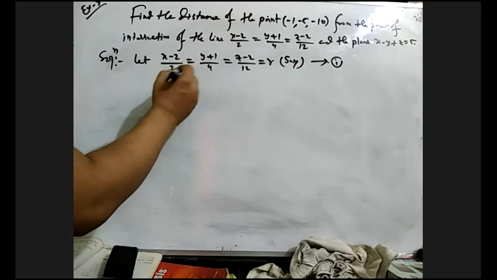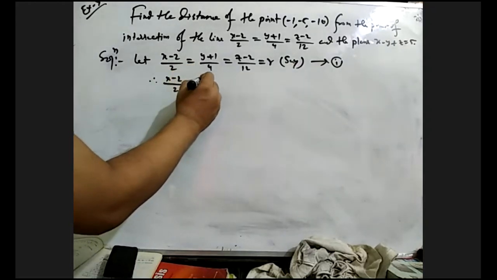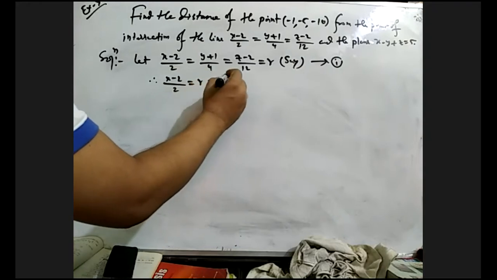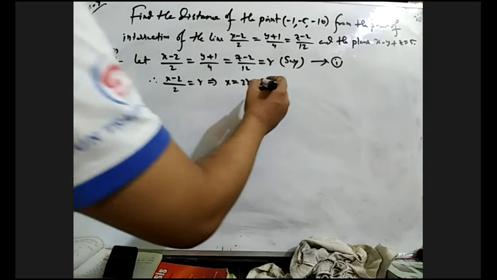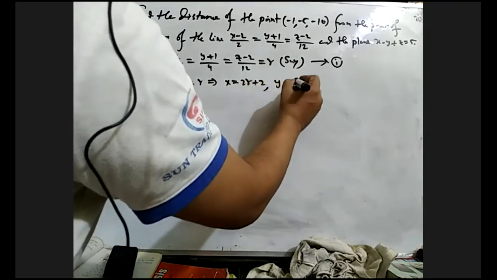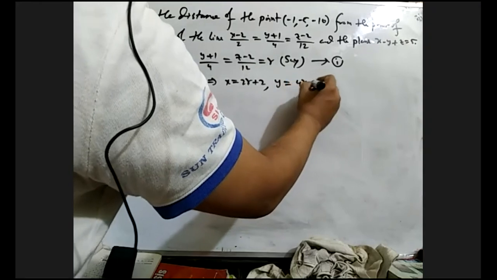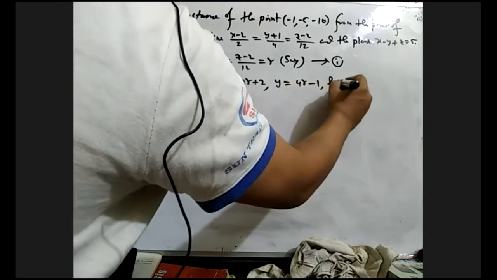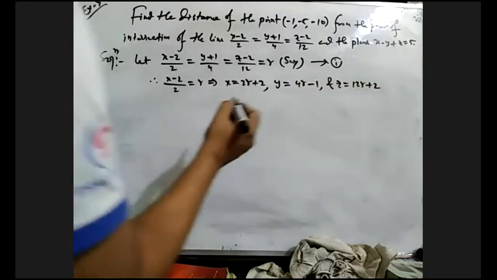So from this, by the ratio, x minus 2 divided by 2 equals r. So this implies x equals twice r plus 2, and y equals 4r minus 1, and z equals 12r plus 2.